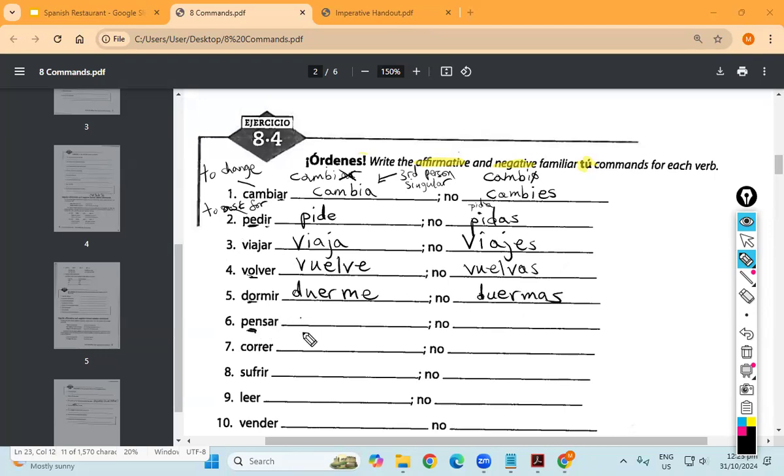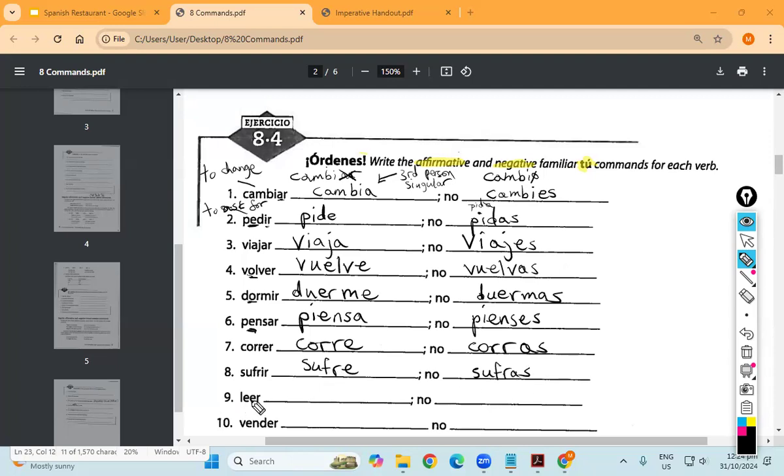Pensar, stem changing E to IE. All of these we've met before, right? So you should remember that they are stem changing. Piensa, think, right? Don't think, no. So do something without thinking. P-I-E-N-S is the stem. No pienses, right? Correr, corre, run. Don't run. C-O-R-R is the stem. No corras, right? Sufrir, to suffer, S-U-F-R-E, sufre. No sufras, right?